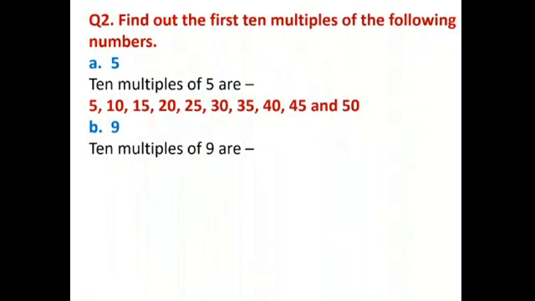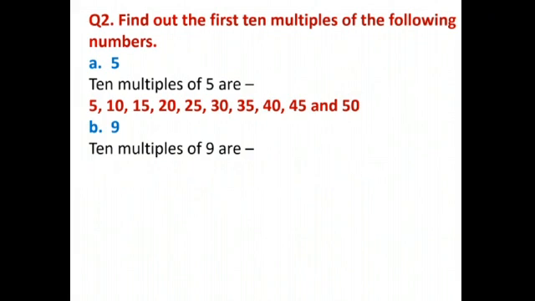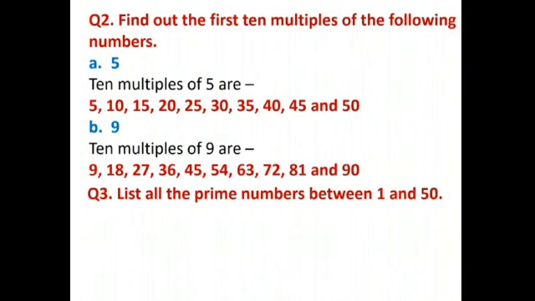Now the second question is 10 multiples of 9. So what will be the 10 multiples of 9? Just we have to write table of 9. 9 ones are 9, 9 twos are 18, 9 threes are 27, 9 fours are 36, 9 fives are 45, 9 sixes are 54, 9 sevens are 63, 9 eights are 72, 9 nines are 81 and 9 tens are 90. Very simple. Okay.